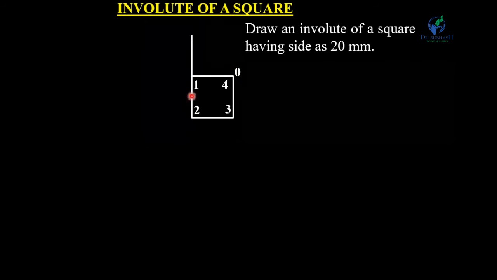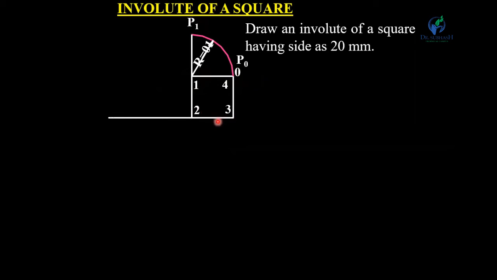Now extend this line to 1. Now the initial point is P0. Now with 1 as the center and radius equal to 0, 1, that means 20 mm, draw an arc. So you will get the point P1 here. So this radius is equal to 0, 1 or 20 mm.